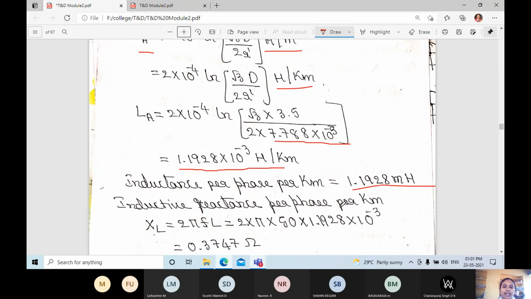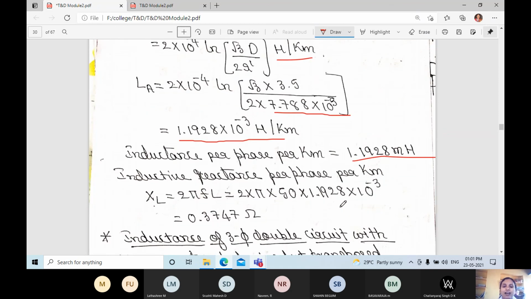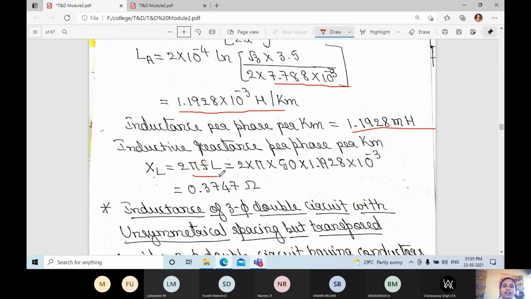Next is the inductive reactance. They have given the frequency value. XL is equal to 2 pi F L. 2 pi F value and L value, substitute and get the value. You will get 0.3747 ohm.